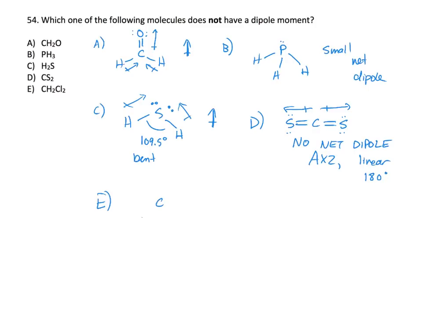C, hydrogen, hydrogen, Cl, Cl. This has 4 electron groups around the carbon, so this will be tetrahedral. I spelled that wrong. Tetrahedral. Bond angles of 109.5 degrees. And this will have bond dipoles that are pointing in directions that do not cancel out. We'll have a net dipole moment for this compound as well.